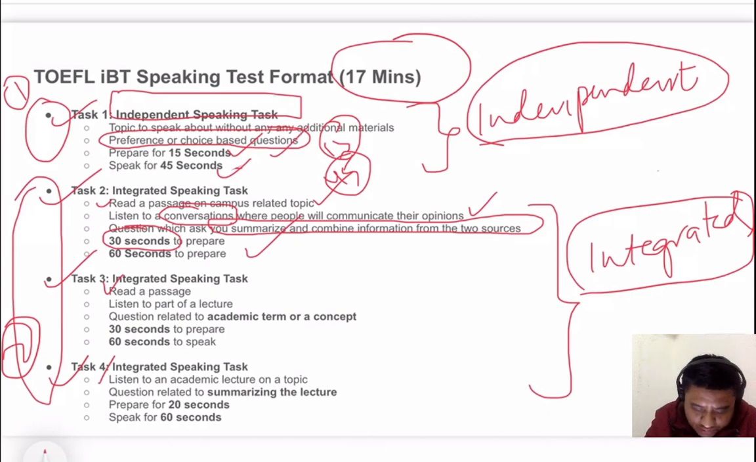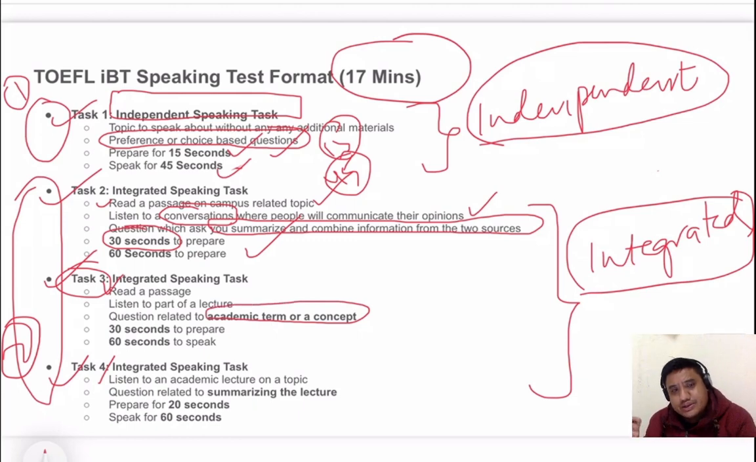Now, when we move on to task 3, it's the same as task 2, but the only difference is that rather than listening to a campus-related topic, you actually listen to an academic topic. So in task 2, normally it is a conversation.